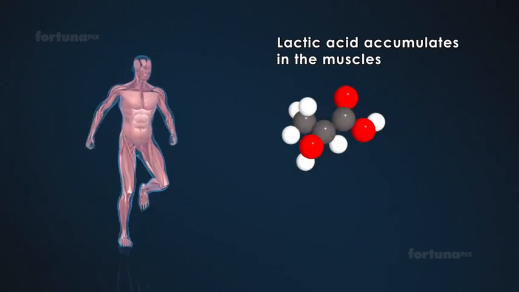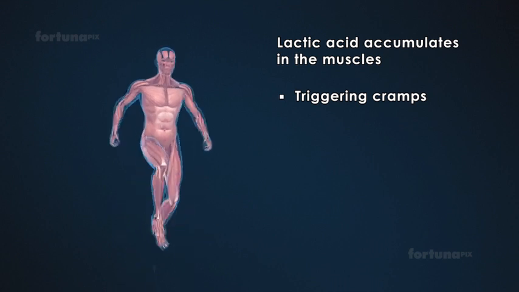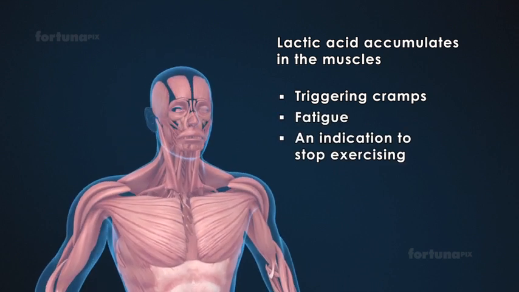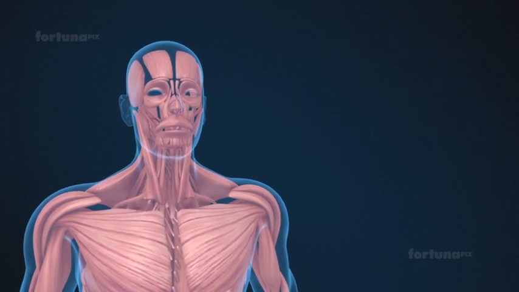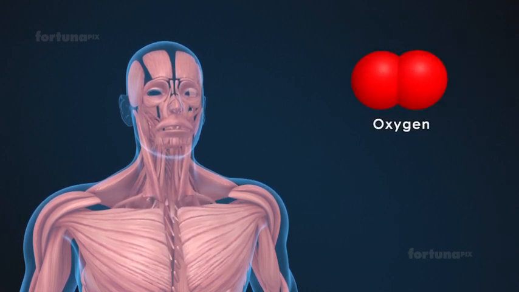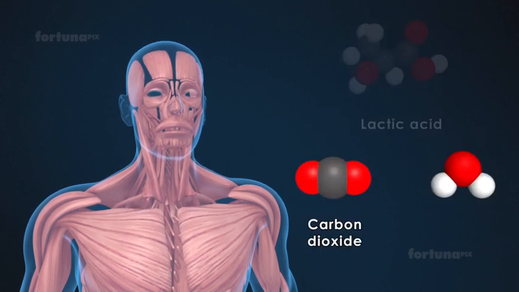The lactic acid accumulates in the muscles, triggering cramps and fatigue, an indication to stop exercising. Continuing to breathe deeply and rapidly after exercising is a way of supplying the oxygen required to break the accumulated lactic acid into carbon dioxide and water.